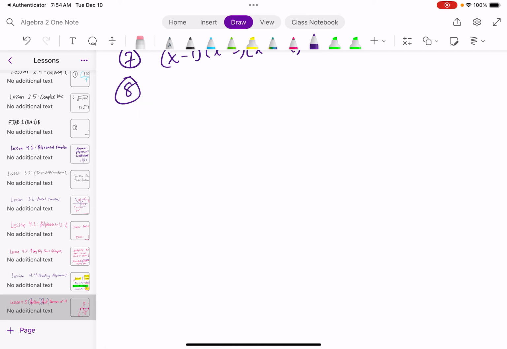Number 8. Use the polynomial test for the next 3 questions. The polynomial, okay. So we have 1, 4, 1, negative 6. It says to find the 3 real zeros using synthetic division and listing them from least to greatest.